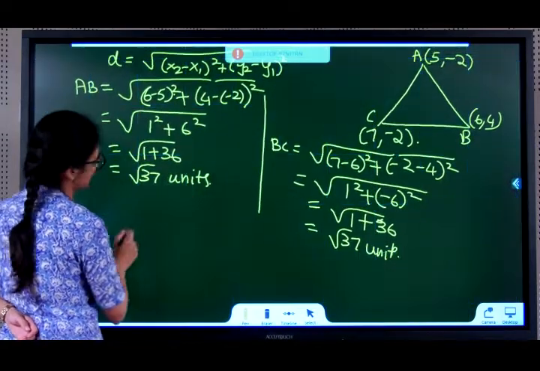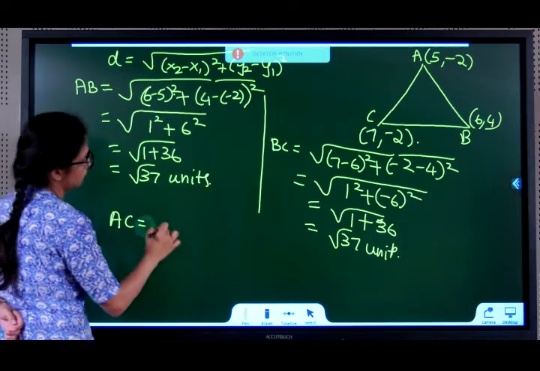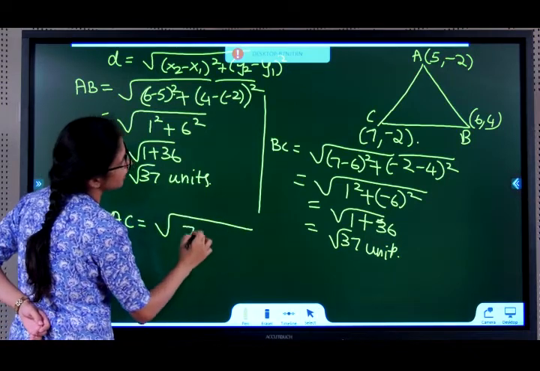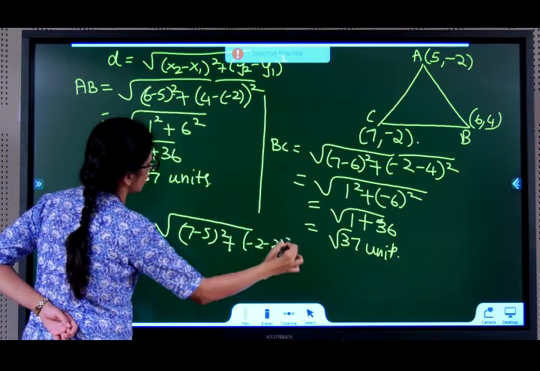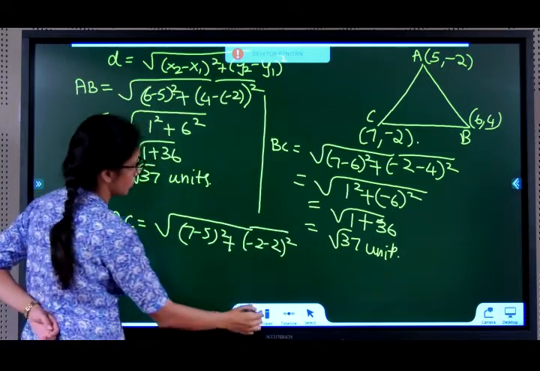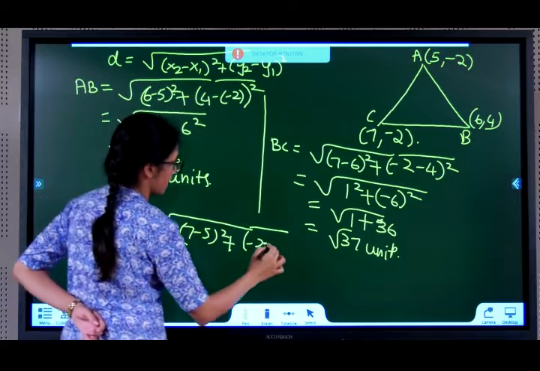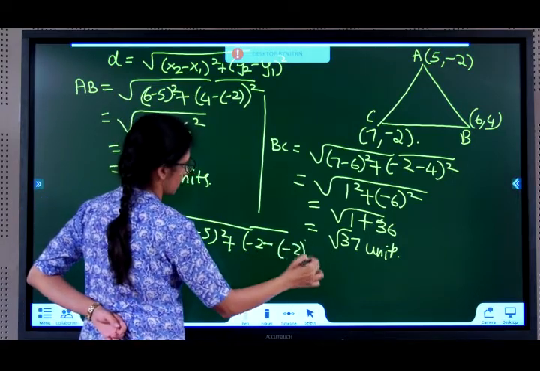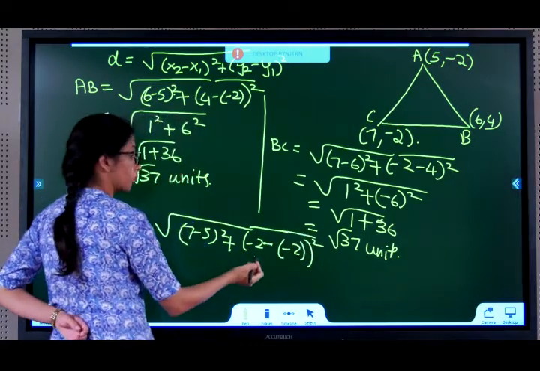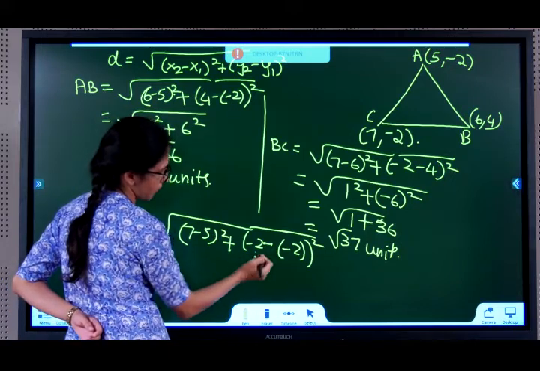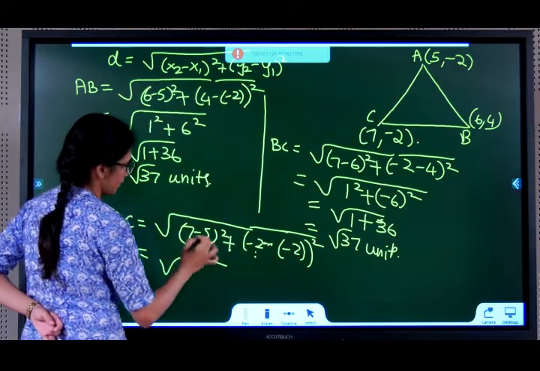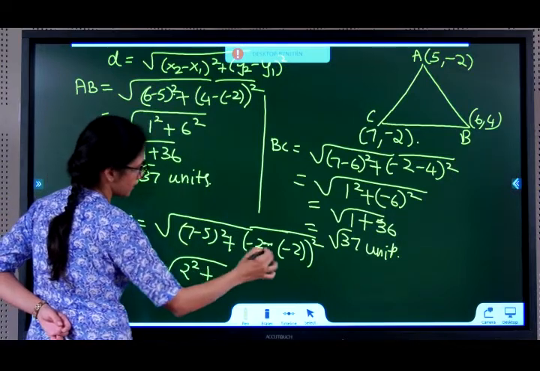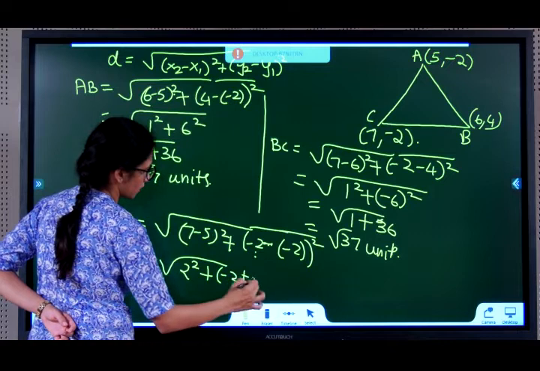AC. Root of (7 minus 5) the whole square plus (-2 minus -2) the whole square. So, y2 minus y1. y2 minus of y1. 7 minus 5, 2. 2 square plus (-2 plus 2) square.